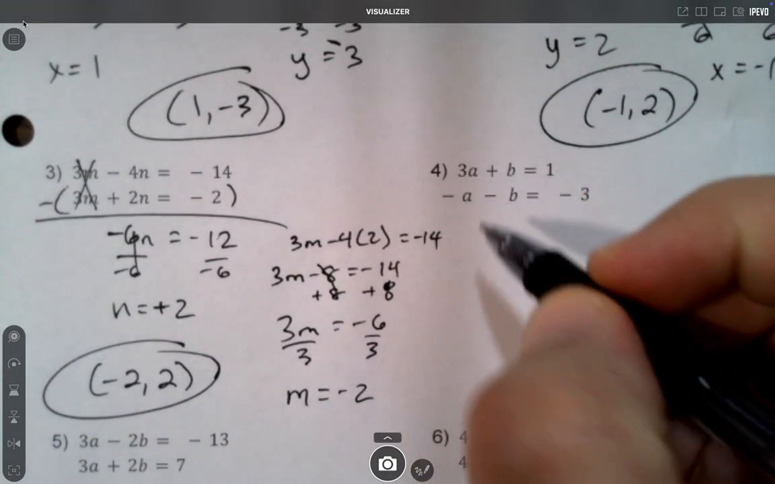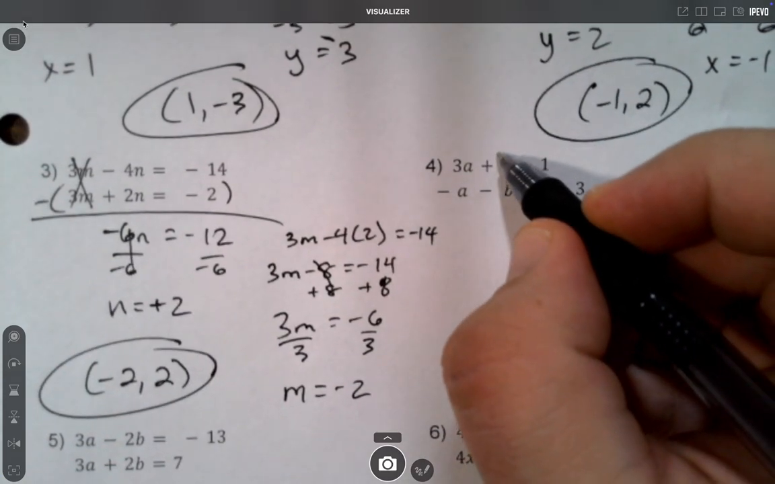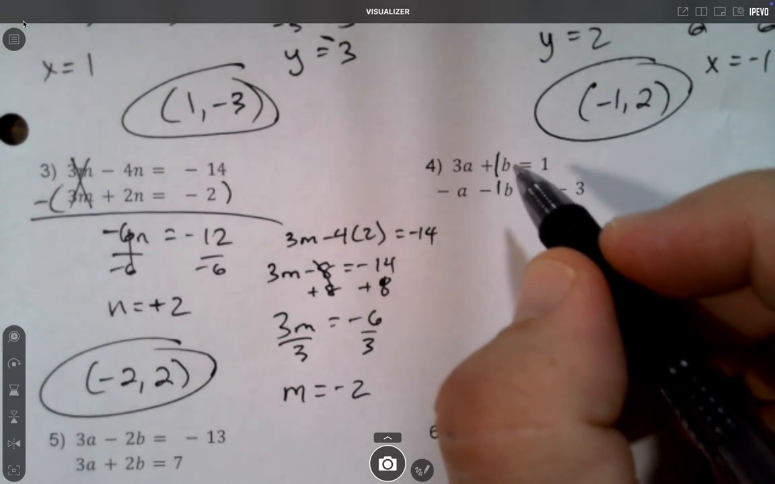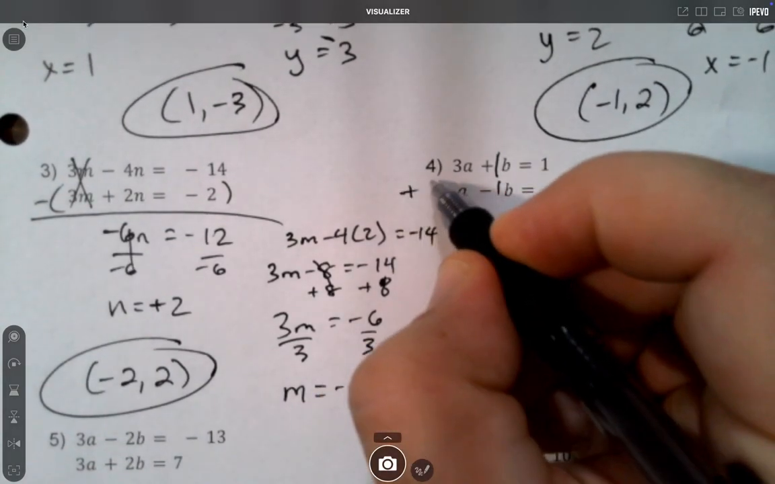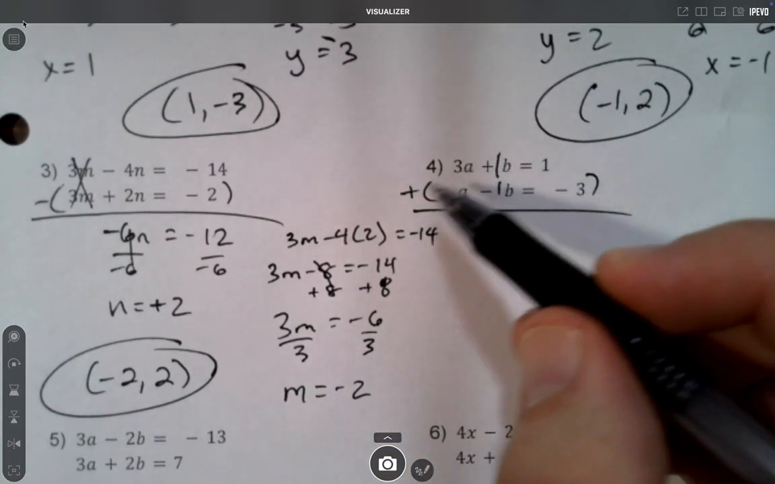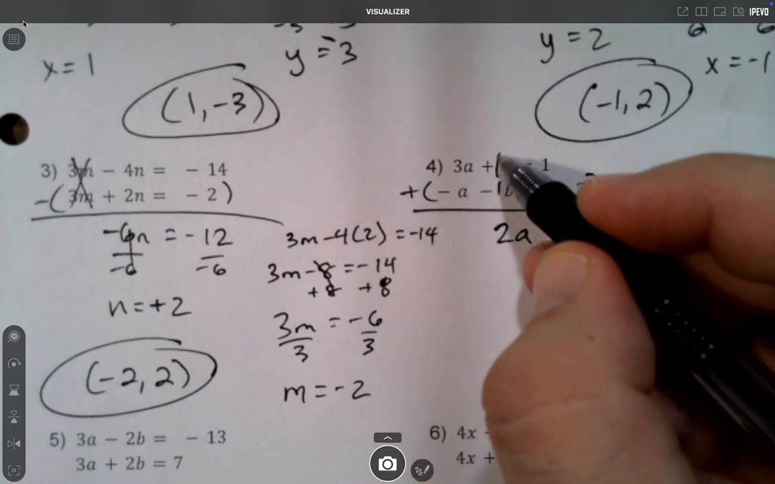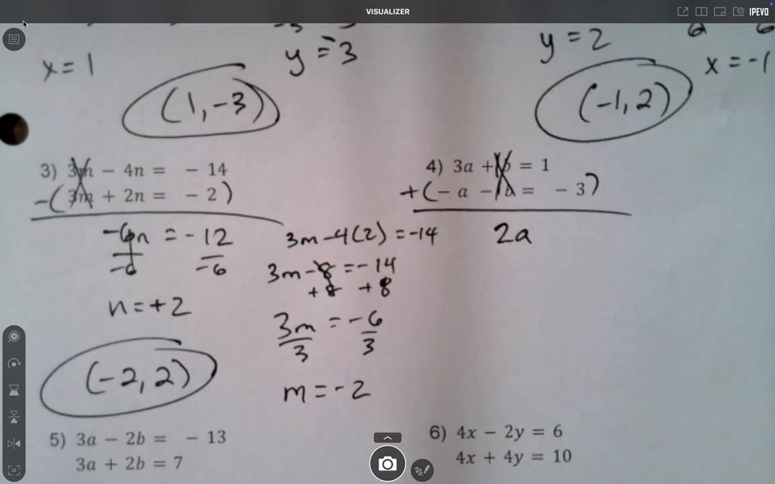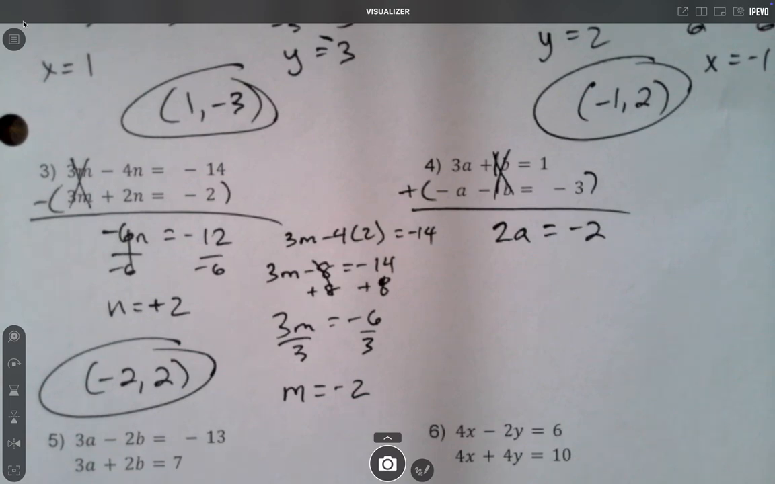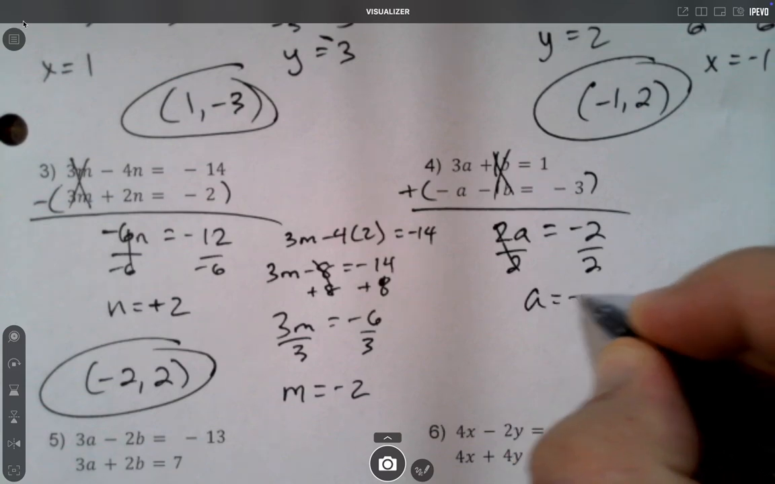Okay, so 3 and negative 1 are not the same, so eliminating a would not be easy. But this is positive 1b and negative 1b. So that's the same coefficient, but they do have different signs, so we will add these two equations together in order to make that happen. 3a plus negative 1a is 2a. 1b plus negative 1b cancels out, so the b is eliminated. 1 plus negative 3 is negative 2. So to solve for a, we can just divide both sides by 2. We get a equals negative 1.